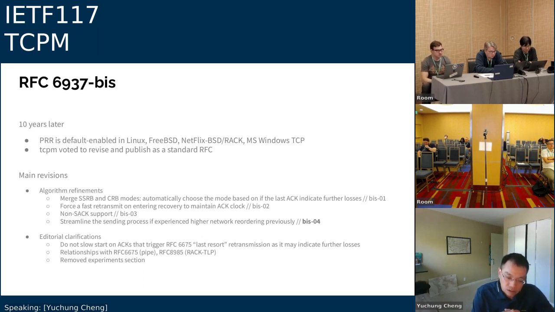Other than that, there are also editorial clarifications on what happens on the RFC 6675 last resort retransmission. In this case, we don't do any slow start, just to be conservative. We also cover the relationship with the newer RFCs and the old ones, like RACK-TLP, which we really recommend using in conjunction with this new RFC, and how it works with the pipe algorithm. We also removed the experimental section because now it's a standard RFC, and addressed a few main list questions. Next slide, please.